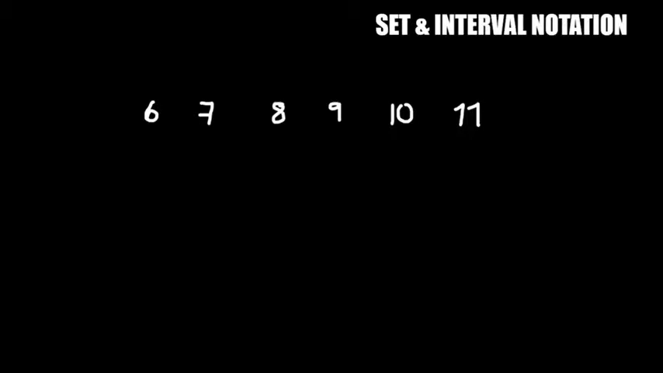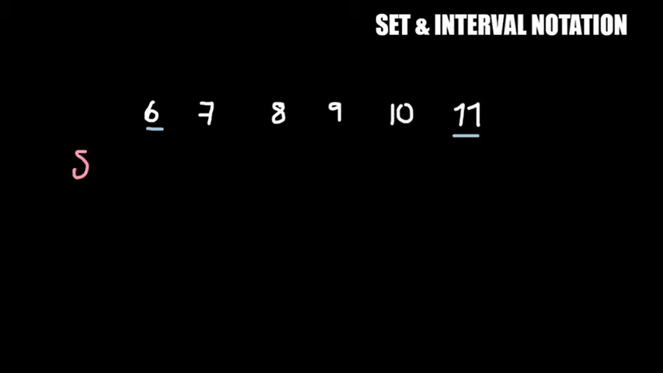So if I want to describe the list of values that I've got here, I've got the whole numbers, ranging from 6 through to 11. Now that's quite a lot of words to say. Writing it as a list is annoying. So we need some new ways of describing this list, this set.